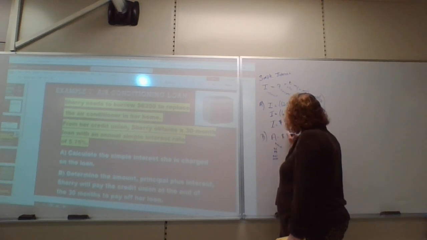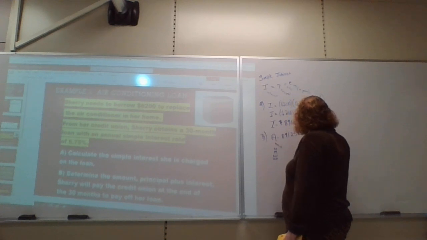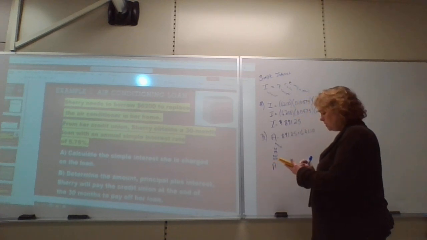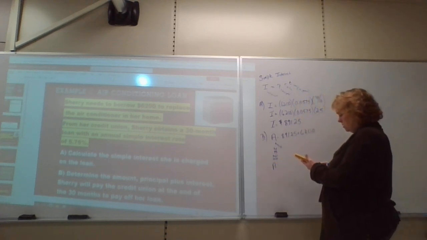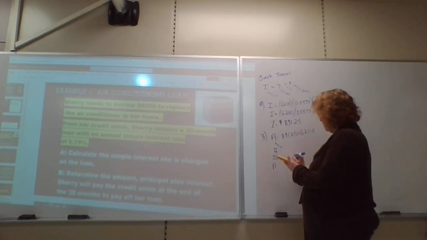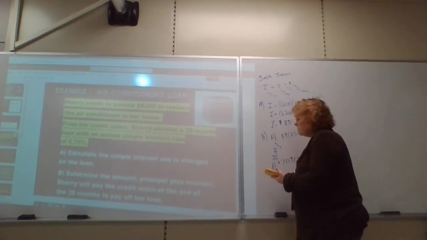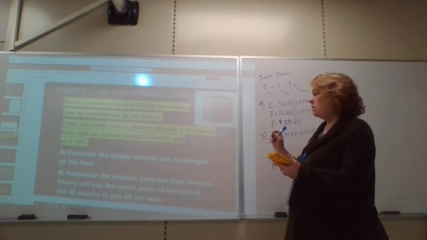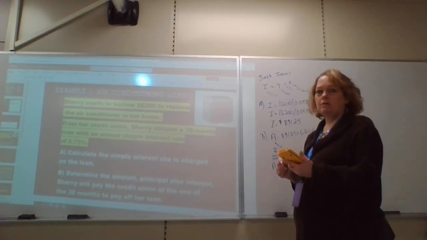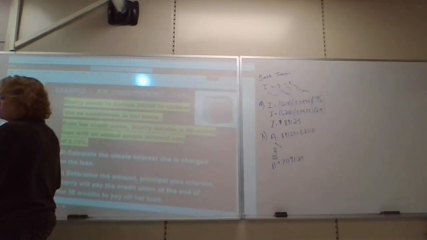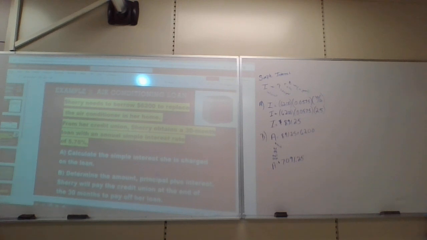So we're going to use what we found in A plus the 6,200. So A should equal, take that amount plus the 6,200, should be 7,091.25. So she's paying back the principal and the interest. You guys need a minute to write this down?